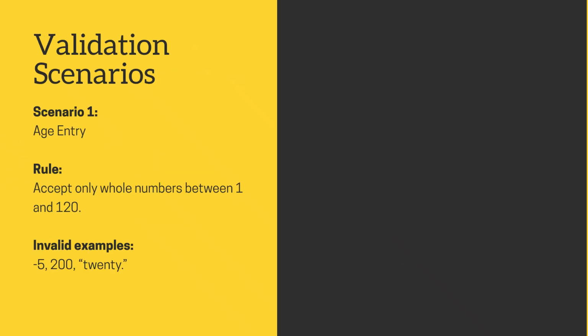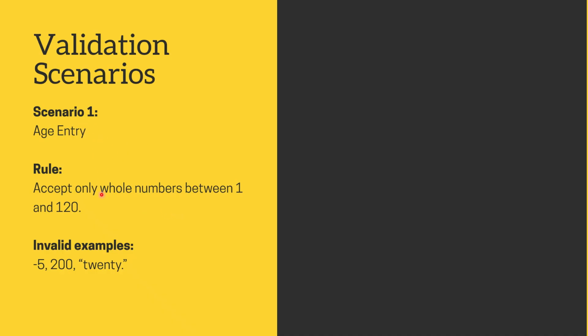Okay, now let's practice thinking about validation rules for different scenarios. These are going to be very similar to the assignment choices that you're given this week, so you can use these as a guide for the assignment. Okay, so our first scenario is age entry.